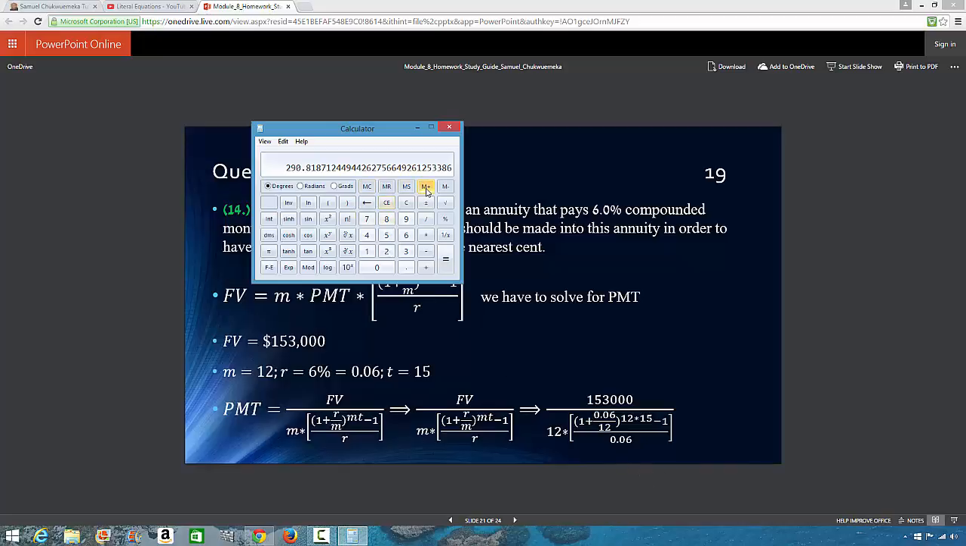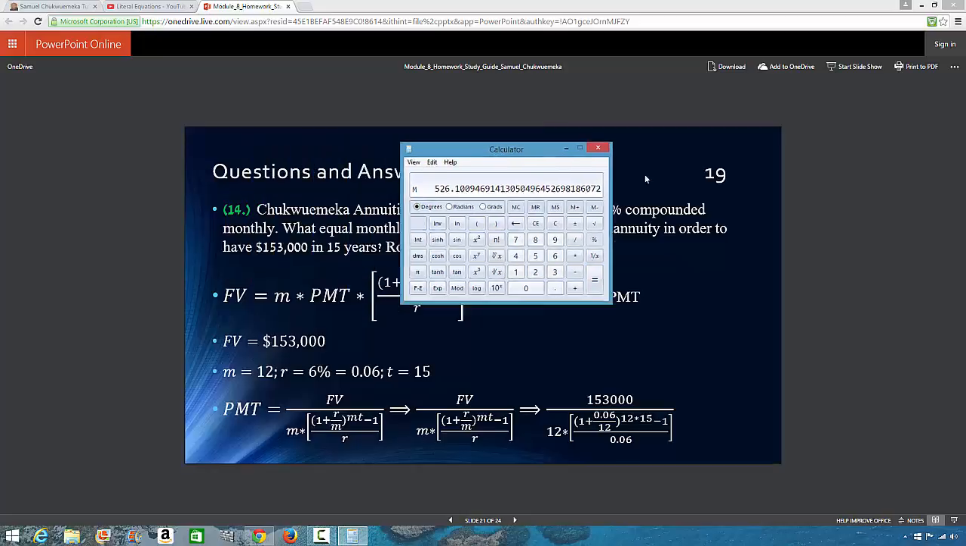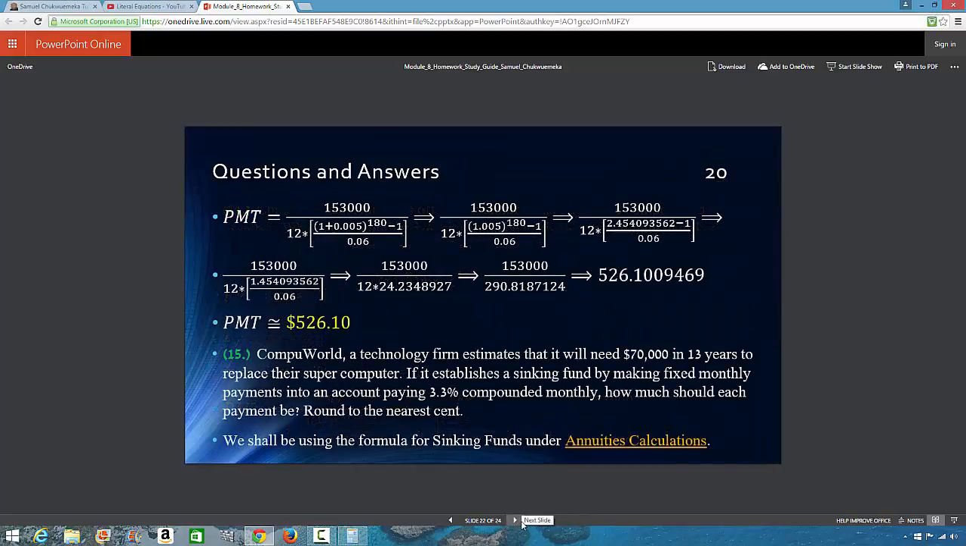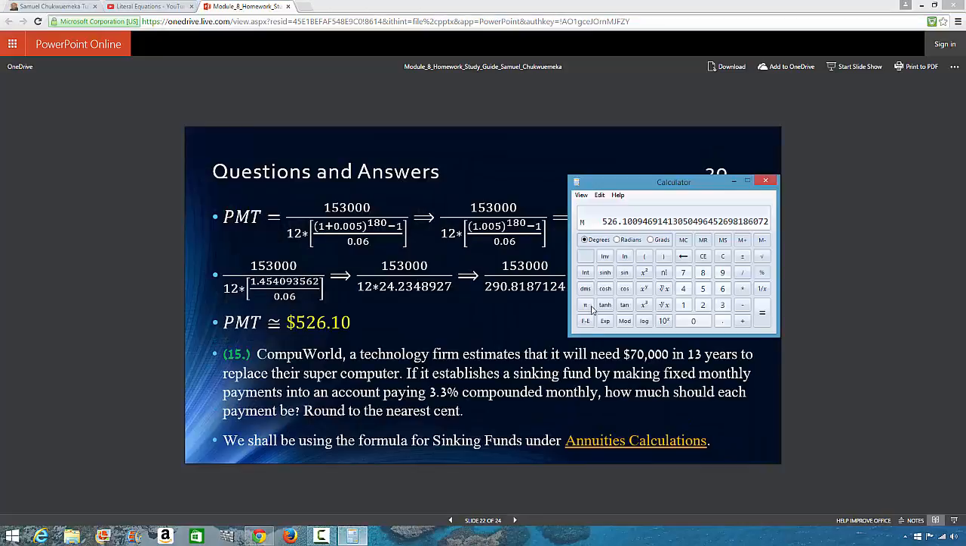So this is what I have in the denominator. I put it in memory, okay? I now do 153,000 divided by recall memory. Recall memory equal to this. So that is round to the nearest cent. That would be $526.10. Do you understand? Okay.